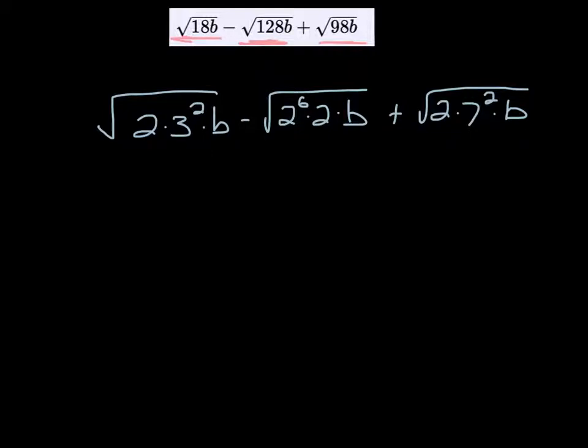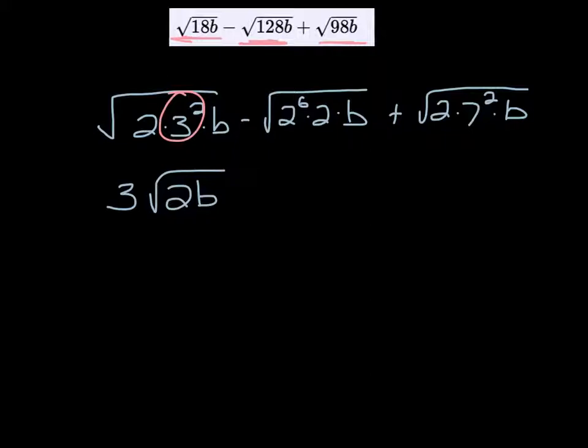Alright, so what I'm going to do now is apply the radical to the factors that I can, and those are again the factors that have exponents divisible by 2. So in this first case, this 3 squared, I can take the square root of that. So the square root of 3 squared is just 3, and I'm left with a 2 and a b under the radical.